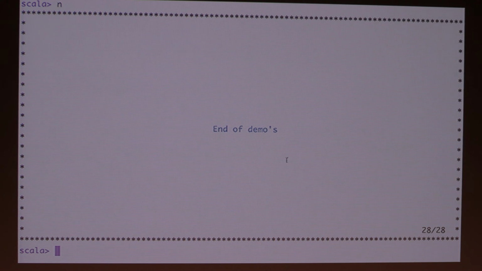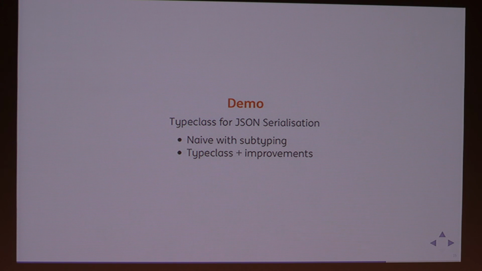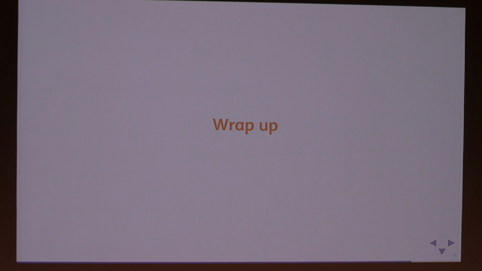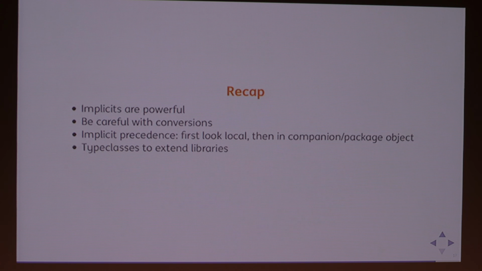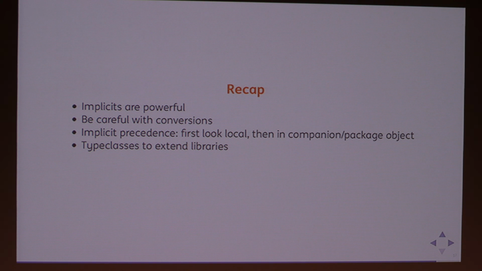So this was the end of the demos. Let's go back to here. This was actually most of what I wanted to talk about. I hope I've shown to you that implicits can be quite powerful. You need to be careful with implicit conversions. For example, if the semantics of the conversions don't match, it can lead to very complex conversions happening that you might not see when you just look at the code. They really help with building expressive DSLs and extending libraries, for example. You can even do dependency injection with them.